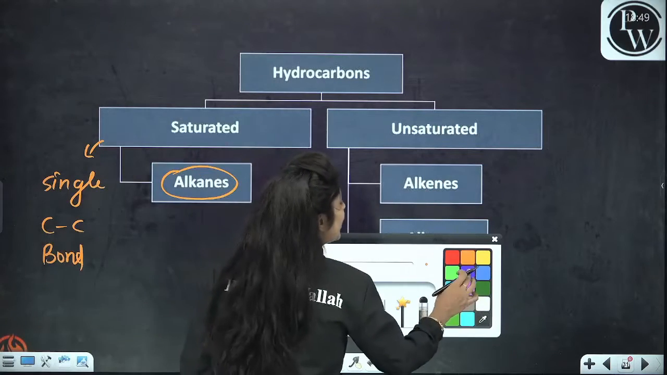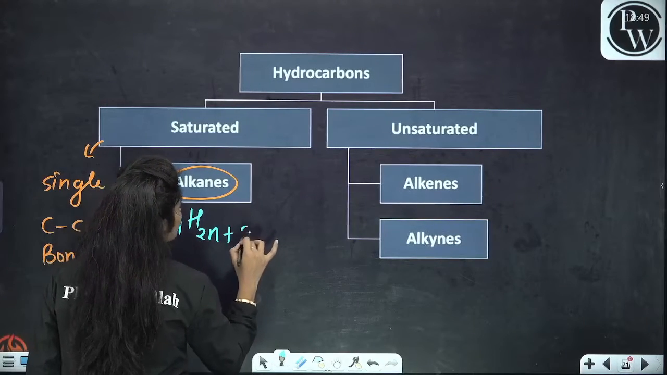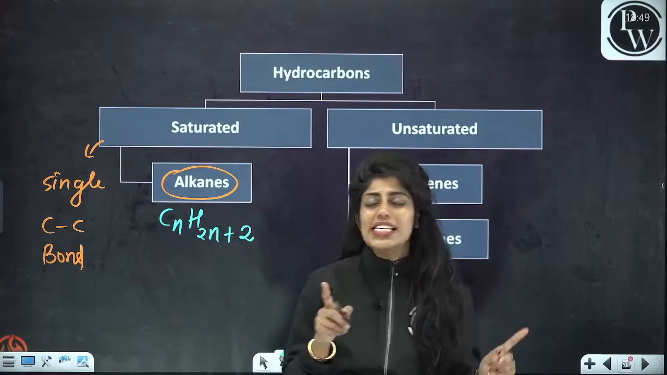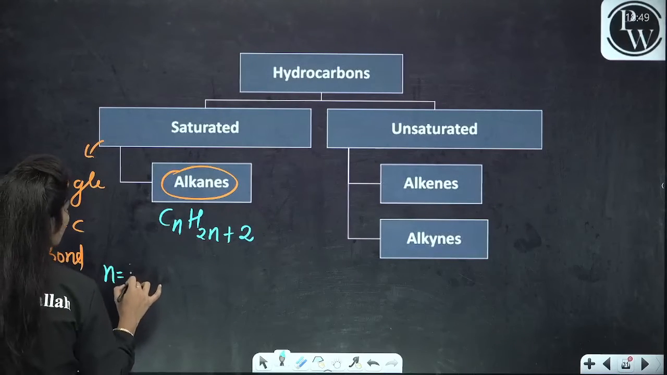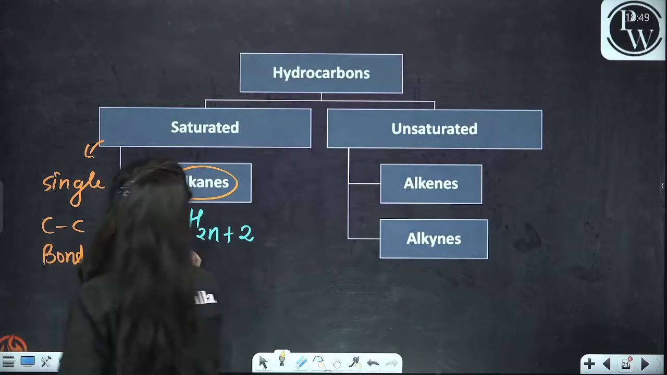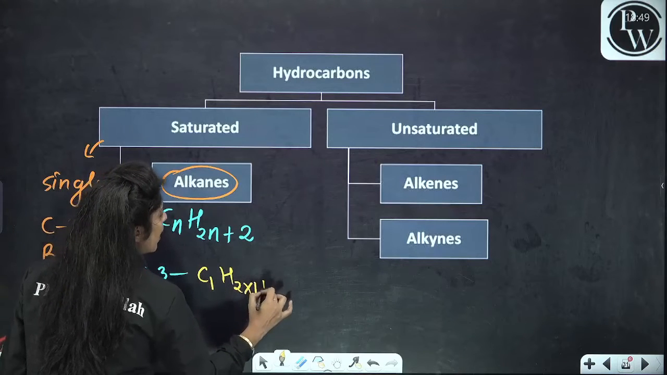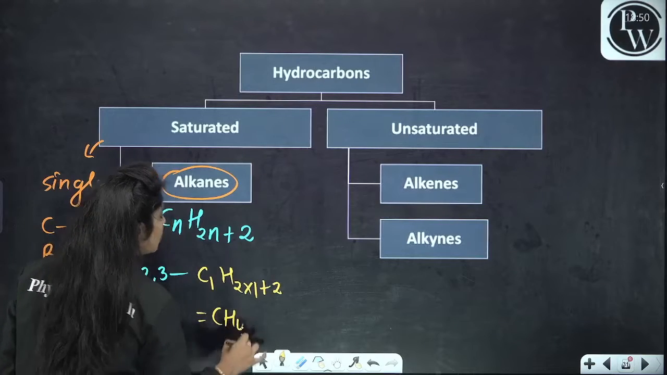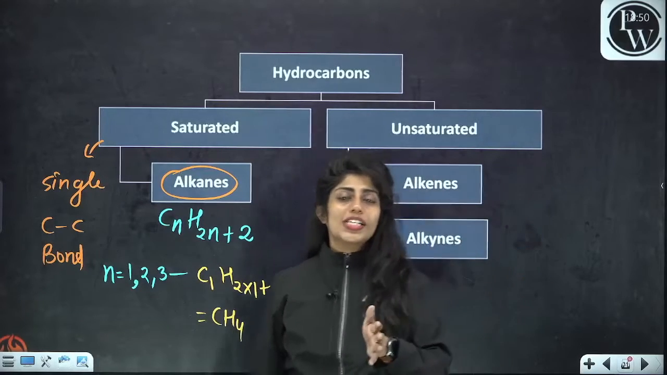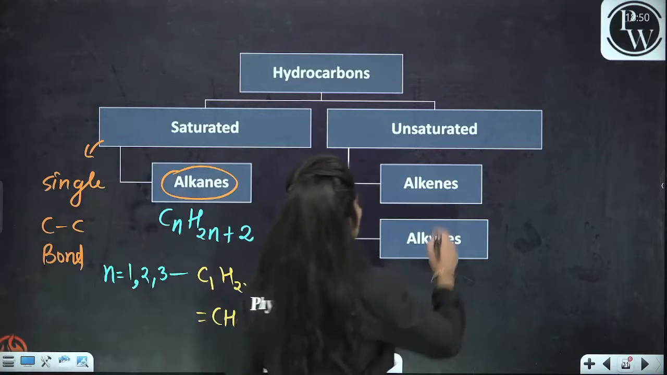The general formula for alkanes is CnH2n plus 2. CnH2n plus 2. What is n? n can be the number 1, 2, 3 and so on. So if I place n equal to 1, C1H2 into 1 plus 2, and it will form the very first alkane, which is your methane. Have you ever heard about methane? Yes or no? The marsh gas, methane, right? CH4.